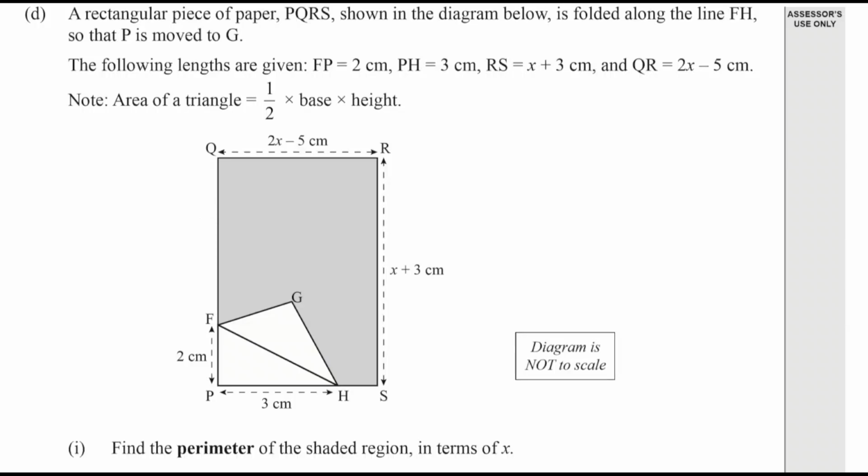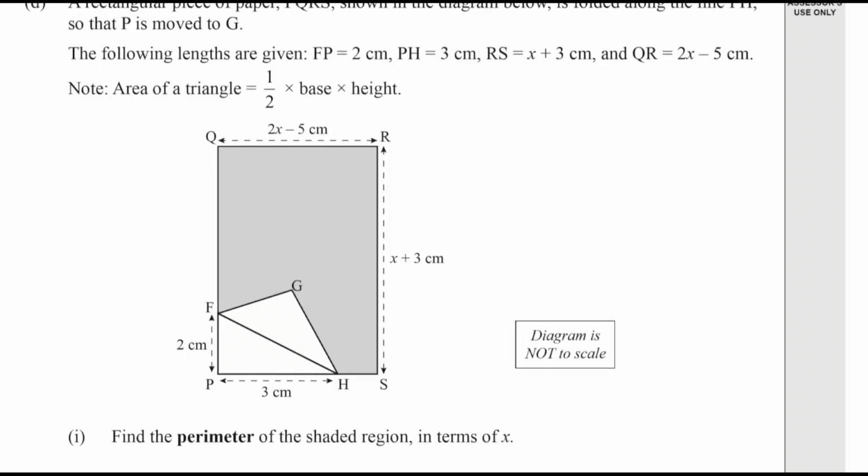And we're folding it along this line FH. Right, that's our fold line. And the point P is then translated to G. Right, so this white bit here is the underside of our piece of paper, and this is now nothing. Right, that's where the piece of paper was.